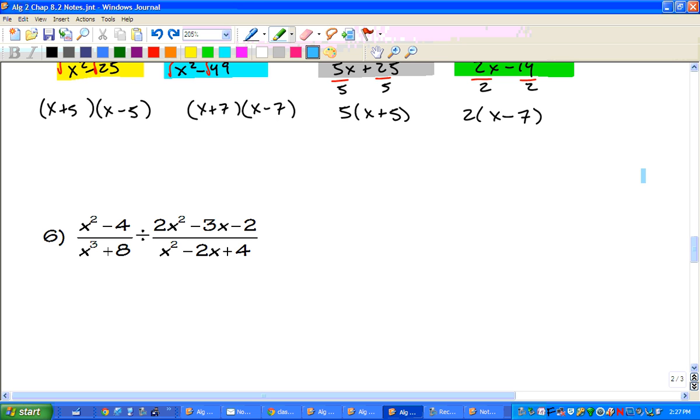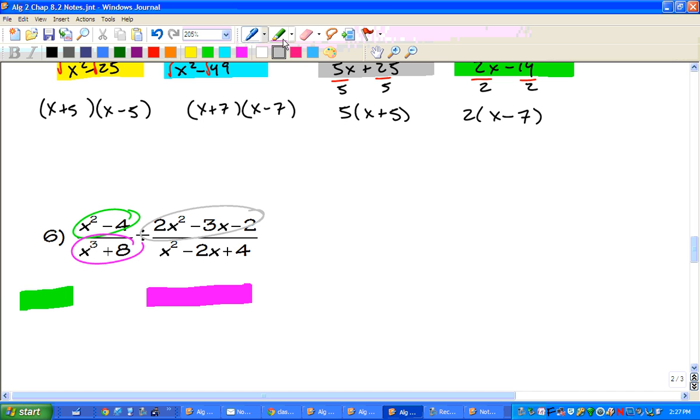Number 6. Let's take a look. We can simplify the x squared minus 4. We have x cubed plus 8. We have the 2x squared minus 3x minus 2. And then I'm not sure about this last one, the x squared minus 2x minus 8.